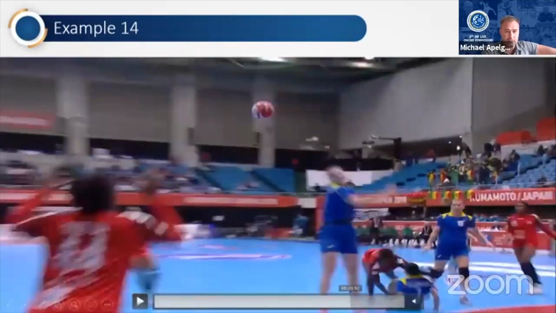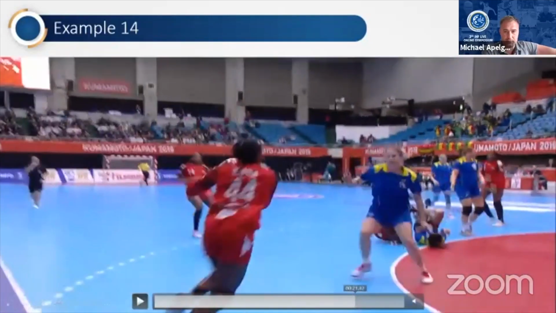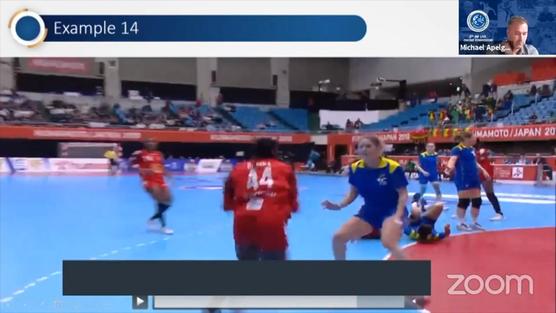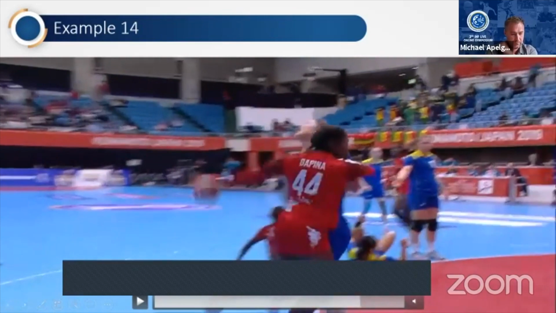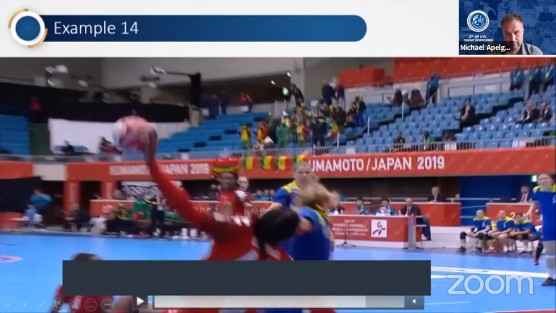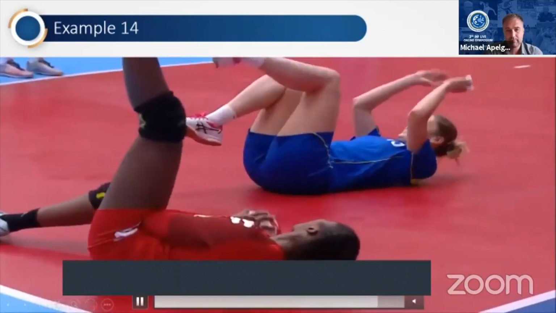Here, she moves towards the goal area, through the goal area, one foot clearly inside. Then she might be in an okay position when the impact comes, but she has been moving through the goal area to get into this position.